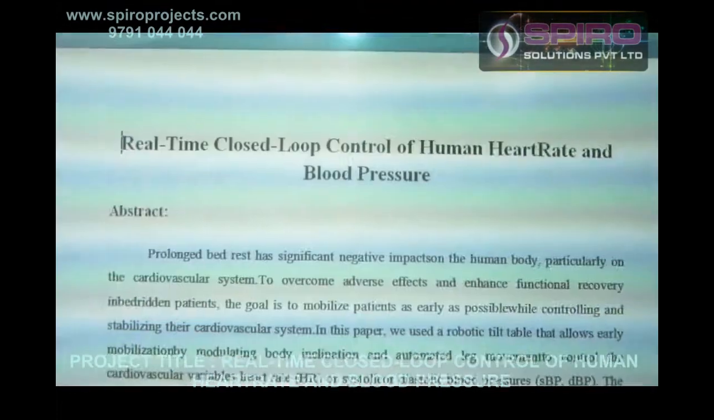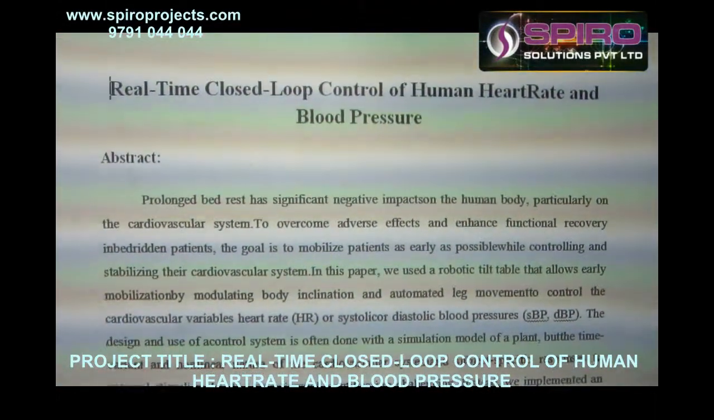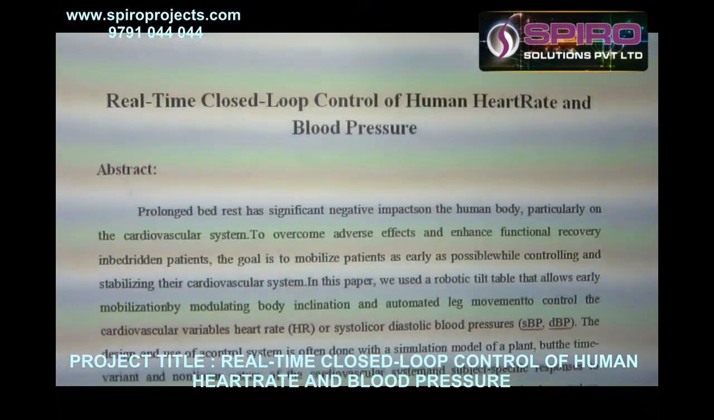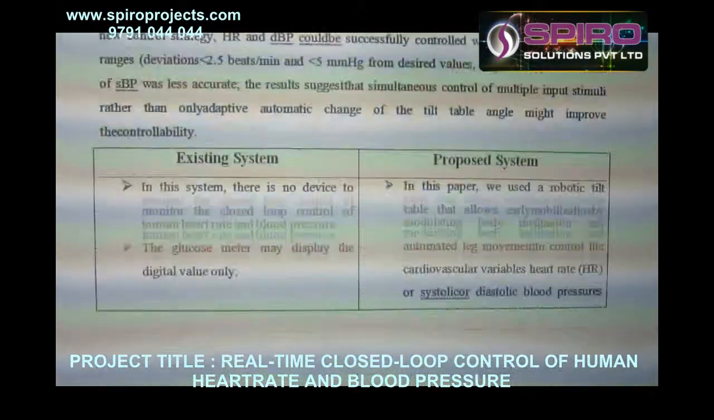Good morning. I'm going to explore a topic in the biomedical domain. Our title is Real-Time Closed-Loop Control of Human Heart Rate and Blood Pressure. The aim of our project is to monitor the bioparameters of a heart patient. Two parameters we monitor are mainly heart rate as well as blood pressure.